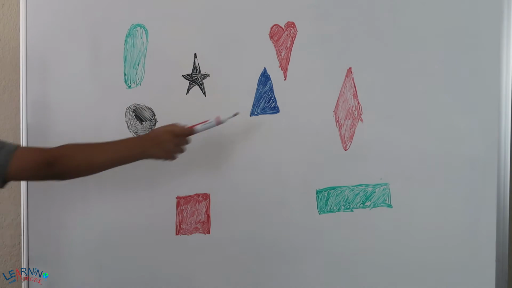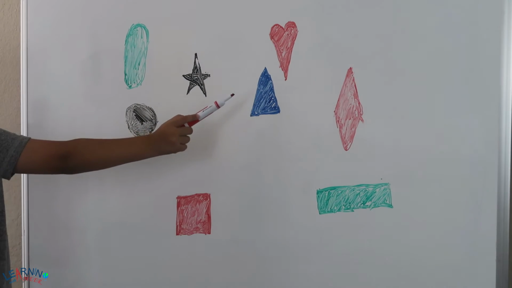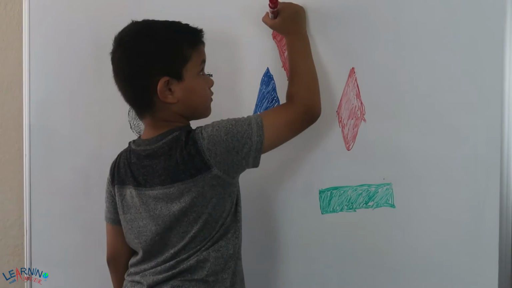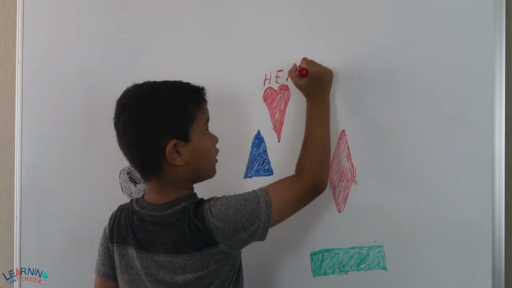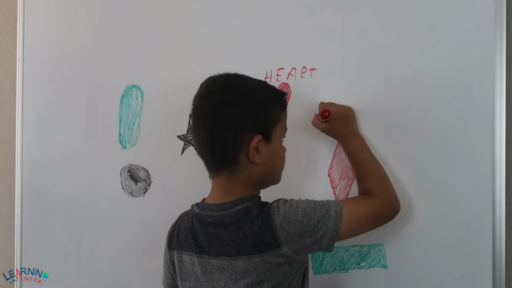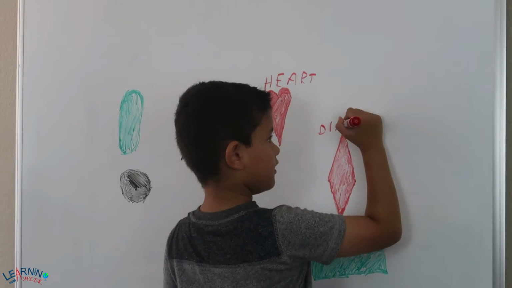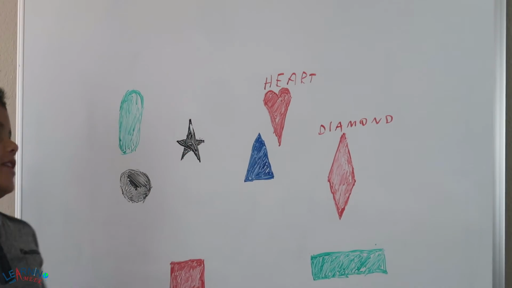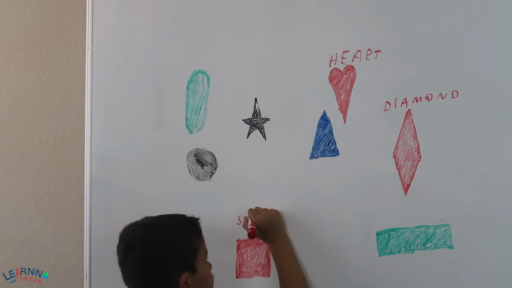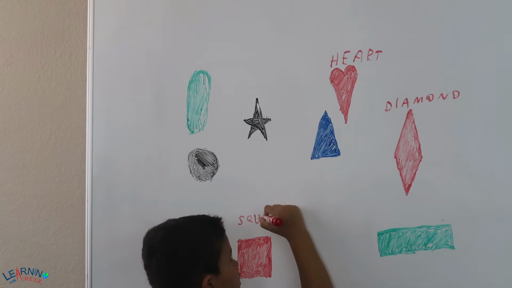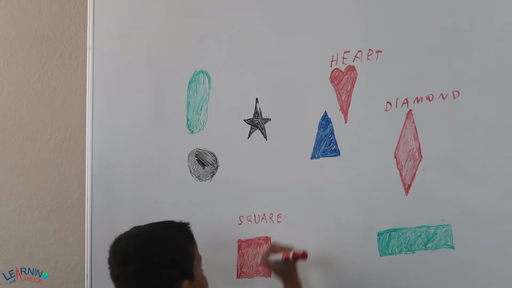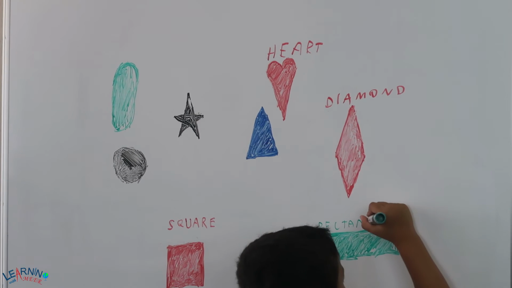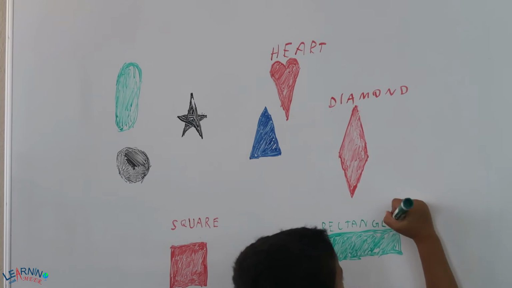This is rectangle, this is diamond, this is triangle, this is heart, and this is star. H-E-A-R-T, heart. D-I-A-M-O-N-D. Excellent. Diamond. S-Q-U-A-R-E. R-E-C-T-A-N-G-L-E. Rectangle.